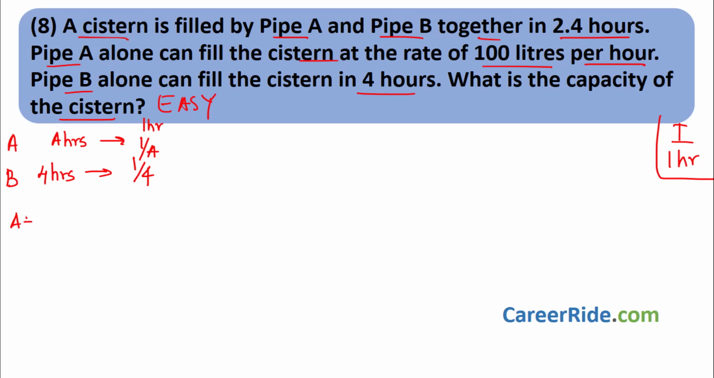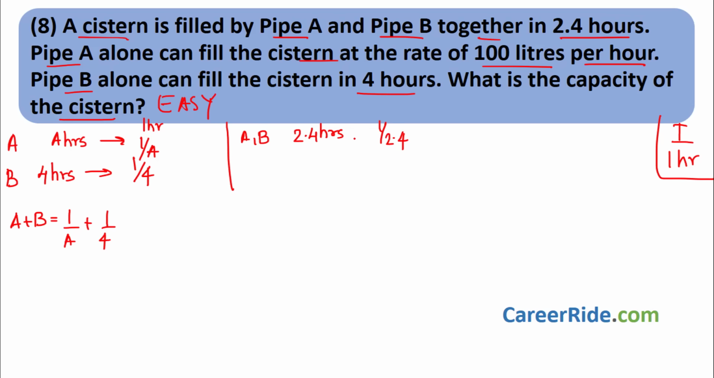A is on, B is on, right? So in 1 hour, work done by A is 1 by A plus work done by B is 1 by 4. So when A and B are on, in 1 hour, total work done is 1 by A plus 1 by 4. Now what they have given is that when pipes A and B are opened simultaneously, they fill the entire cistern in 2.4 hours. Is that right? So in 1 hour, how much of the cistern is filled by A and B? 1 upon 2.4.